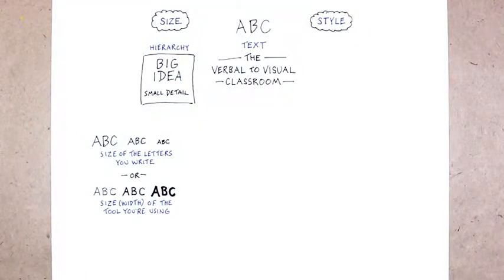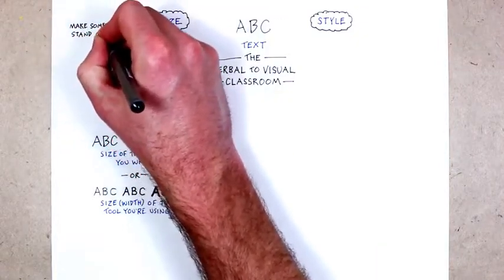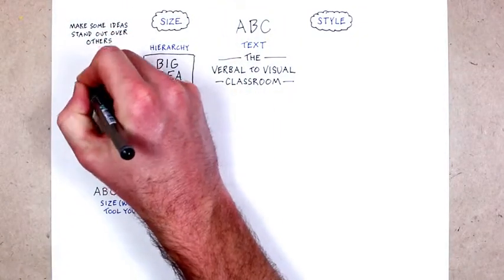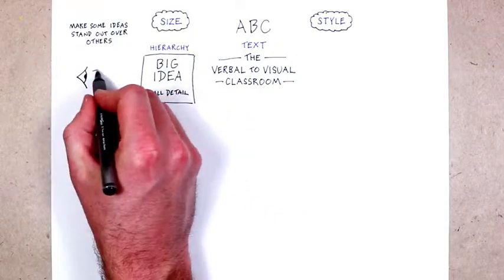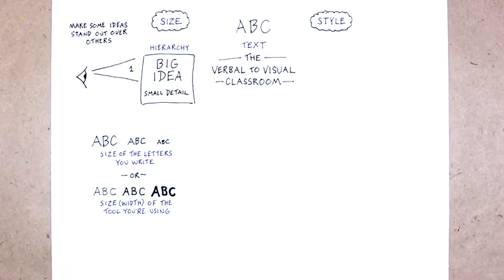The result of the varying size of your text is that some words will stand out over others. Your eye, or the eyes of your audience, will go first to those words written largely before moving on to the details. Let's now look at the style of the words that you write.